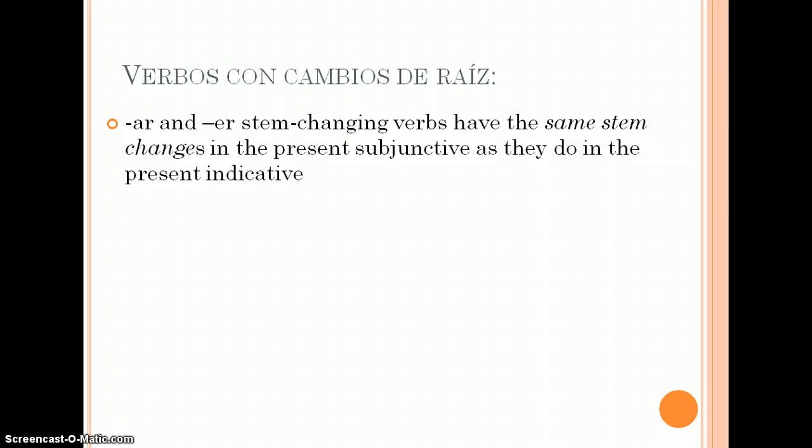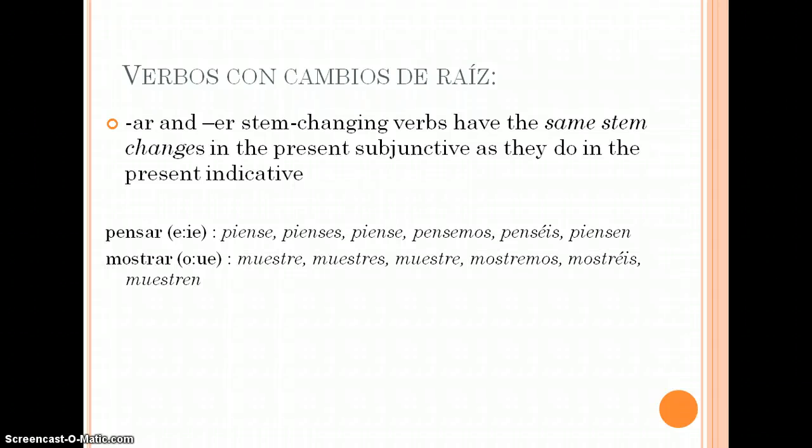And when they are an AR or ER stem changing verb, that same stem change happens in the present subjunctive as it does in the present indicative. So another couple more examples. With pensar, you can see piense, pienses, piense, pensemos, penséis, piensen. Mostrar, muestre, muestres, muestre, mostremos, mostréis, muestren.